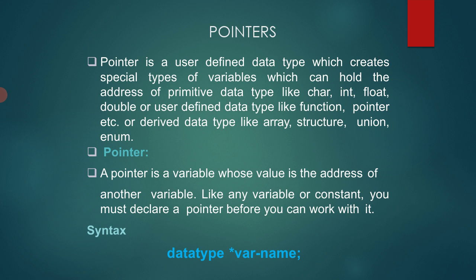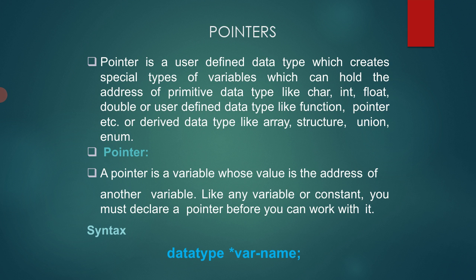So pointer is a user defined data type which creates special type of variables which can hold the address of primitive data type like char, integer, float, double, or user defined data type like function, pointer, etc. Or it can also hold a value of derived data type like array, structure, and union enum. So basically pointer is a variable which holds the address of any other variable. Pointer is a variable whose value is the address of another variable.